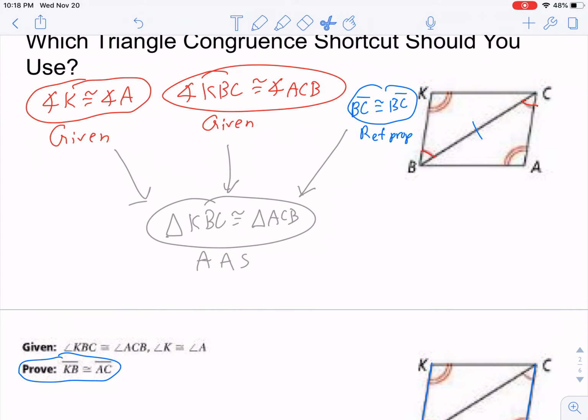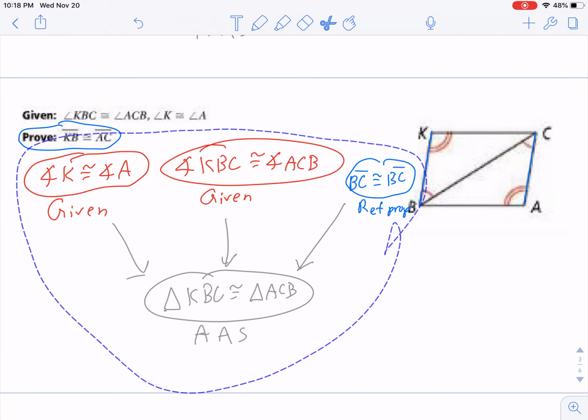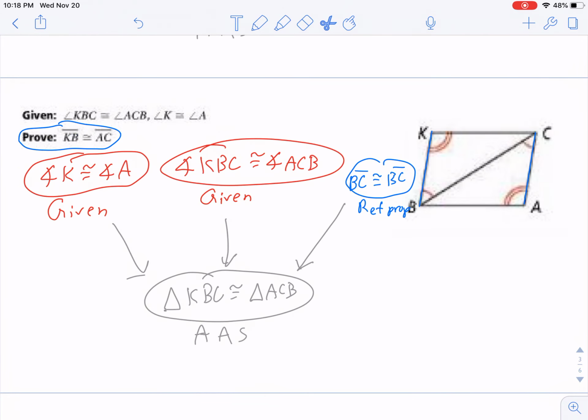Meaning that a proof about saying KB is congruent to AC would look exactly the same as this, but with one extra step. A step justified, let's make that a bit clearer, a step justified by CPCTC.